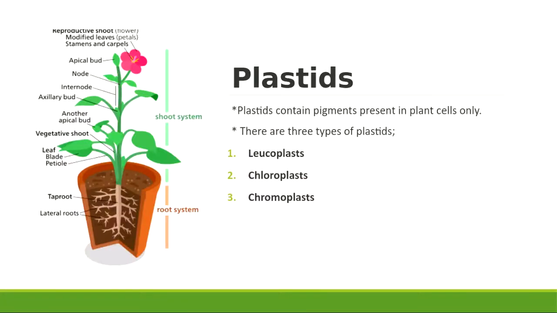Now we are studying the plastids. Plastids are a type of organelle, just like the mitochondria. They also possess their own DNA and ribosomes, and they are only present in the plant cell. They are present in the plant cell because of the synthesis of glucose or carbohydrates, and they carry out photosynthesis.